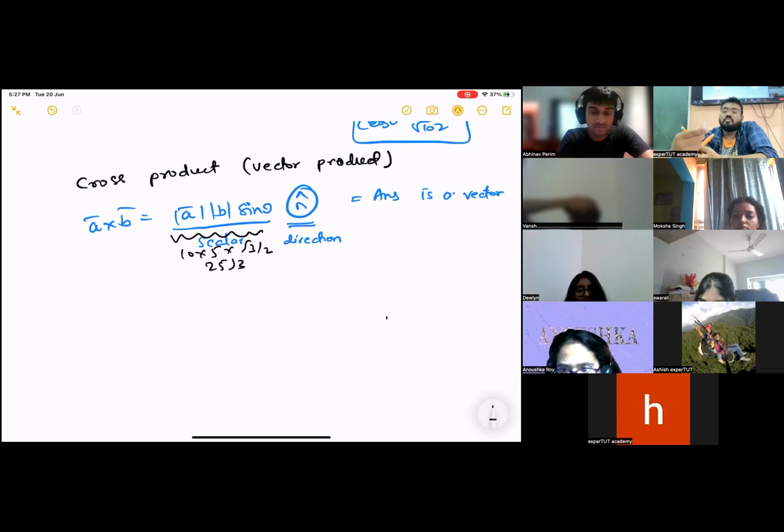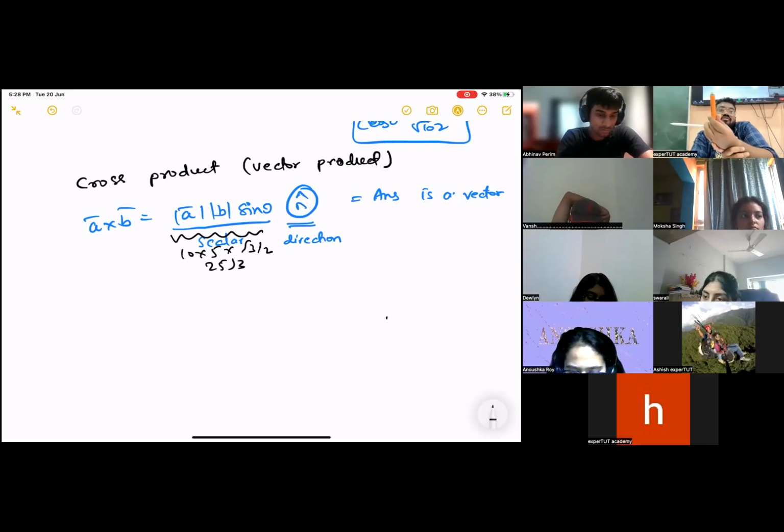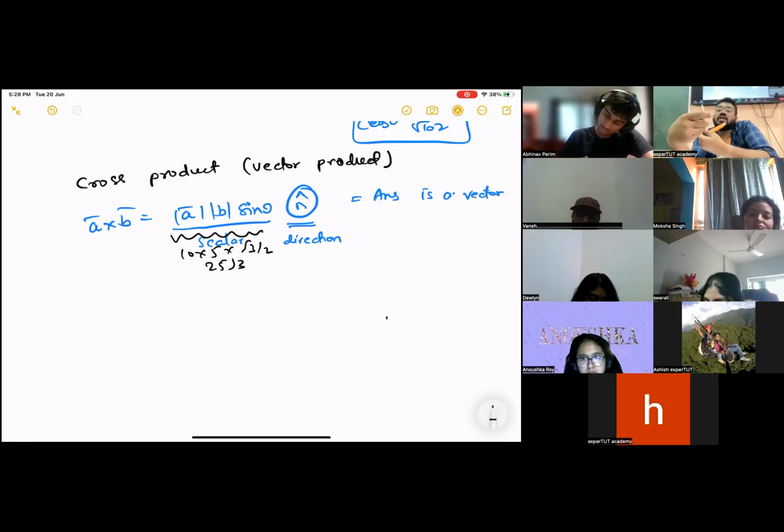And if you do B cross A, you will get something like this. Because you are curling your hand the other way, it will be opposite. So the A cross B direction is exactly opposite to the B cross A direction. Also understand, very important, that the n cap is perpendicular to the plane containing A and B. So if A and B are in the xy plane, then n cap is in the z direction.